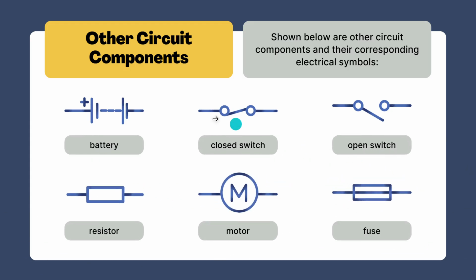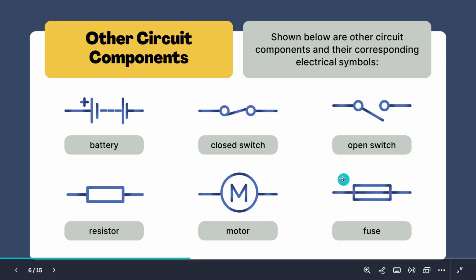So next, other circuit components. A battery is like this. Two cells make one battery. This is a closed switch. Remember something: when there is a closed switch, the current will flow continuously. It will not break. But when an open switch is there, the current will break because it is not connected. Resistor is this, motor is this, and fuse is this.